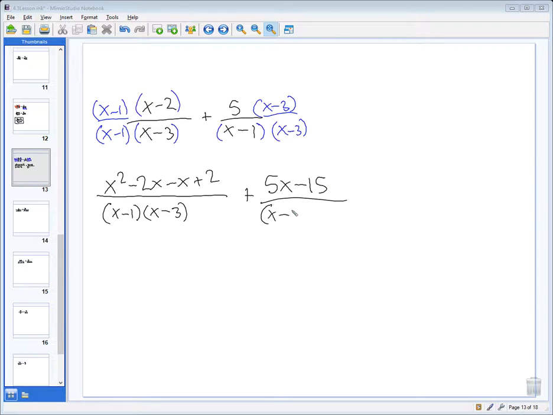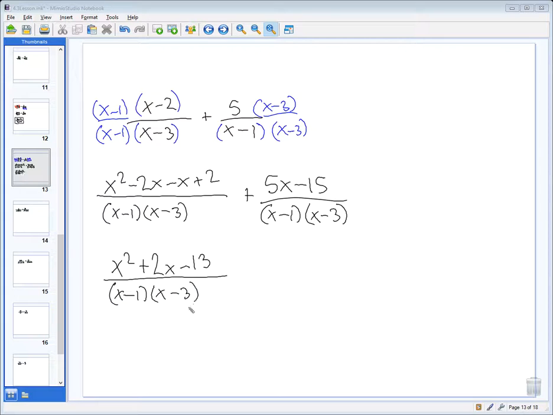We're adding these two fractions together. Now that they have the same denominator, we can just combine the numerators together. We'll have an x squared. We have negative 2x minus x, so that's negative 3x. Plus 5x, so that's positive 2x. And we have 2 minus 15, so that's negative 13.